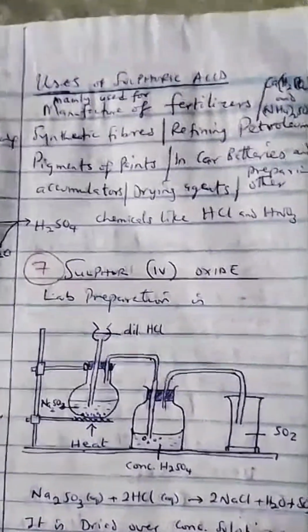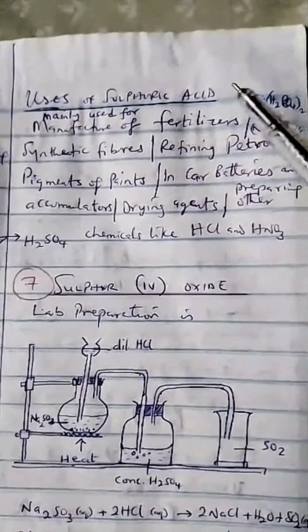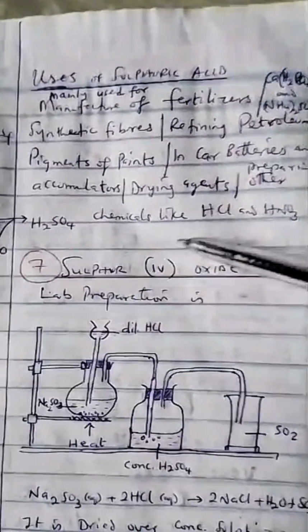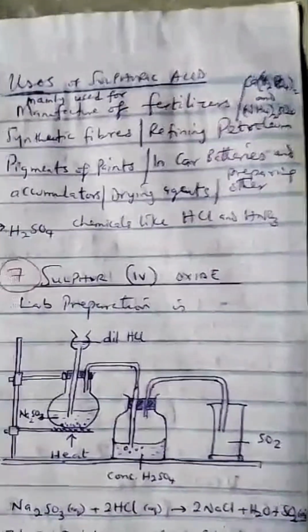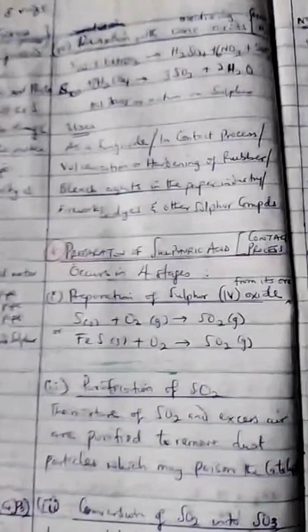So we stop here, and next class we'll look at sulfur 4 oxide, which is an oxide of sulfur. Basically, we've looked at sulfur and its other compounds.